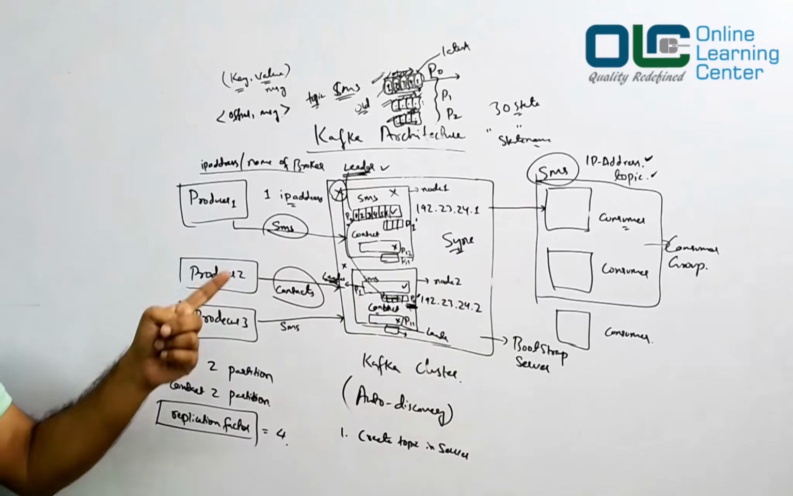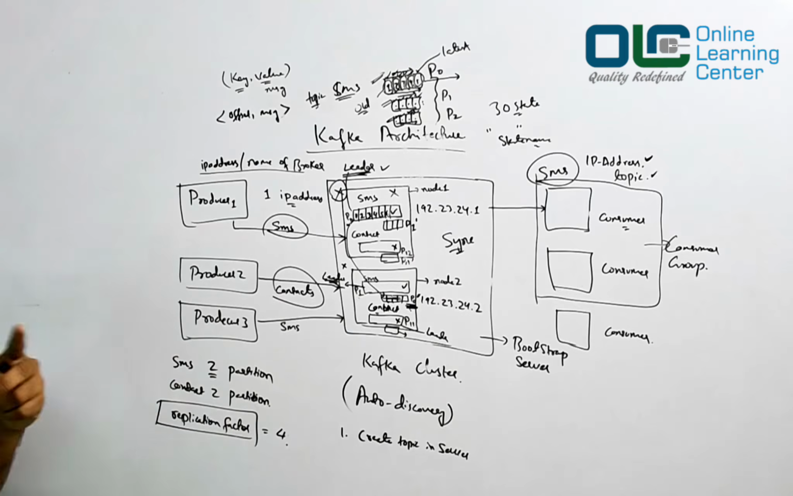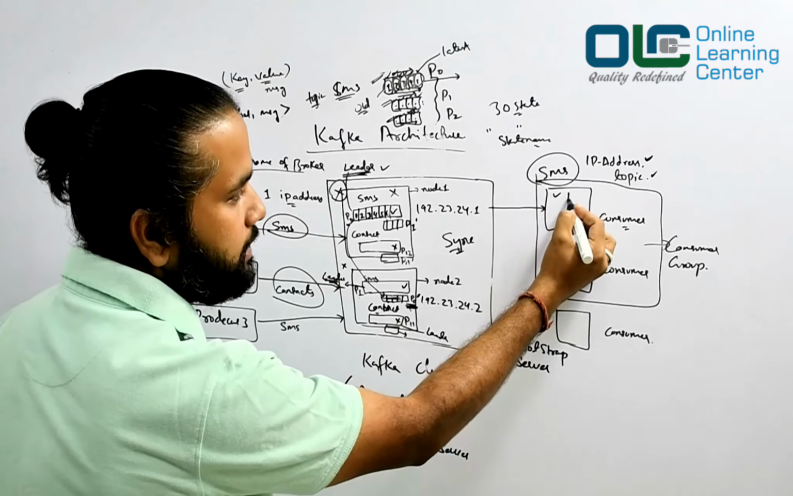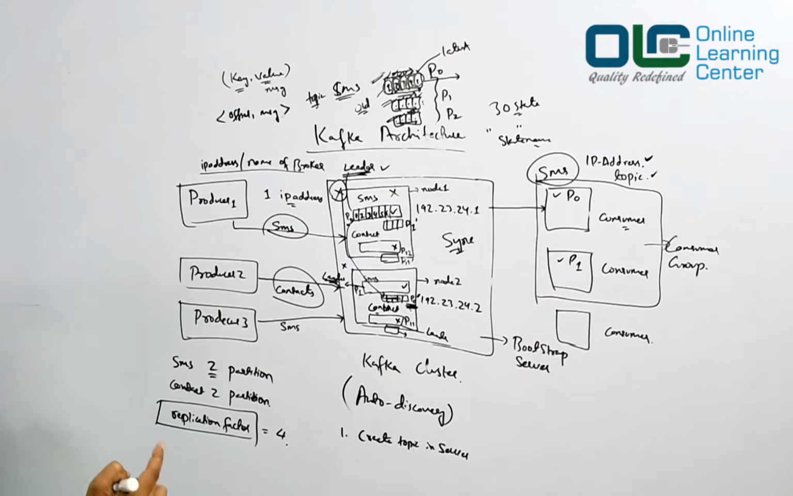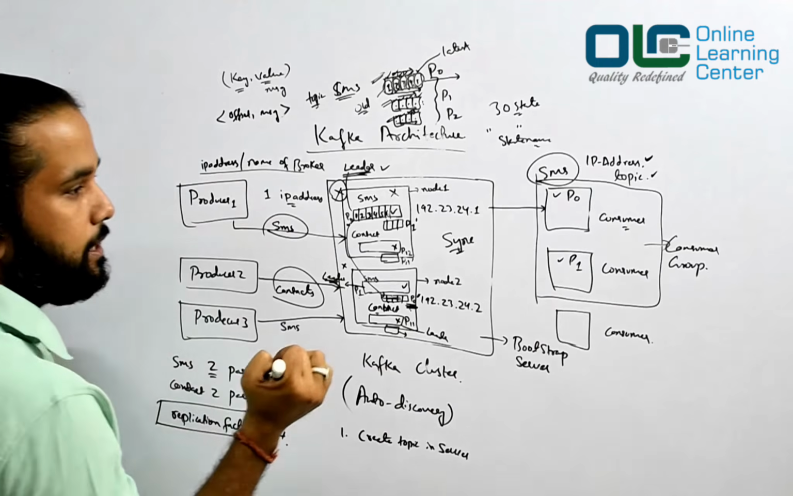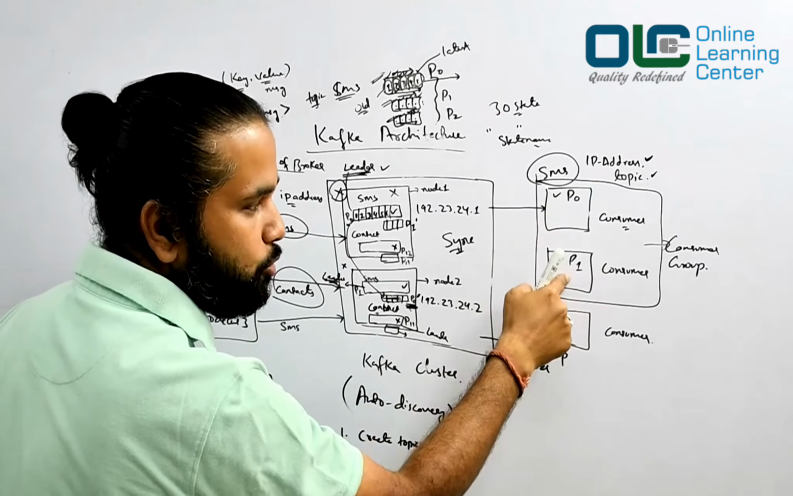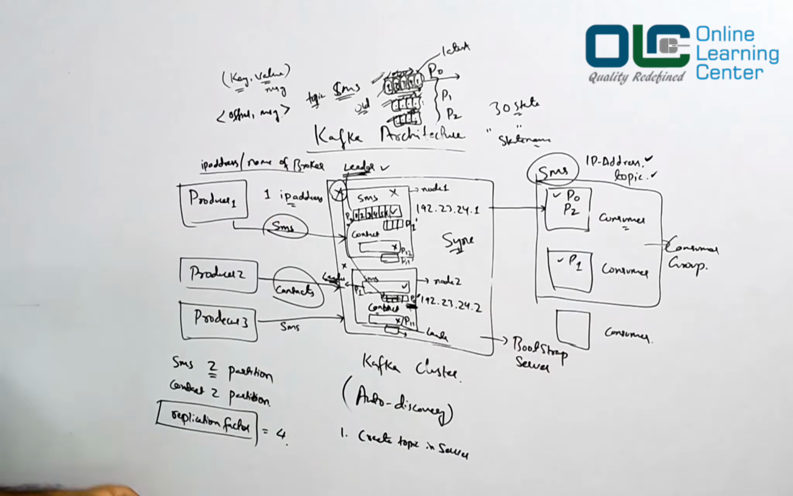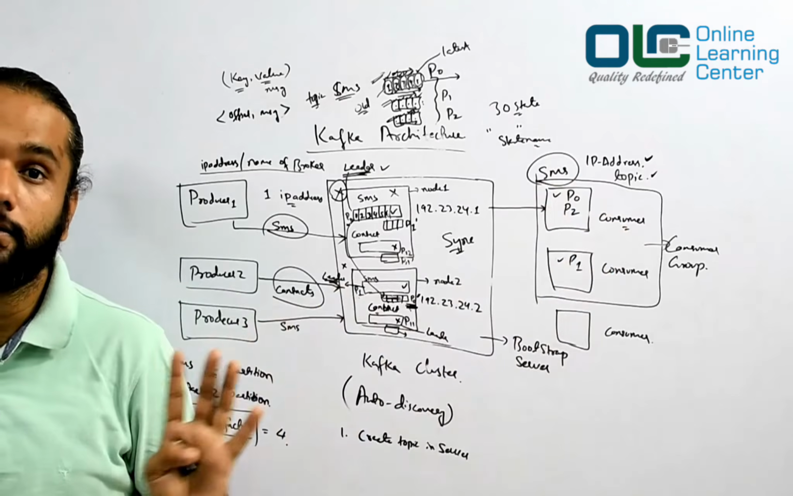Now for SMS, let's say we have created two partitions. Then probably this consumer would consume partition 0 and this one would consume partition 1. If my SMS has three partitions, then probably P0 would be consumed by this one, P1 by this one, and P2 by this one. So one single consumer can consume multiple partitions, of course.